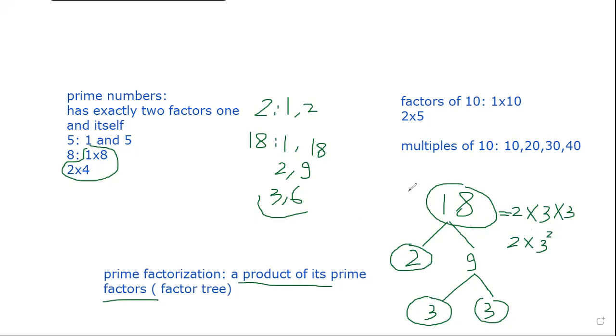So now we have an idea about prime numbers and prime factorization. Now look at this question. But what are the most important prime numbers we need to know?